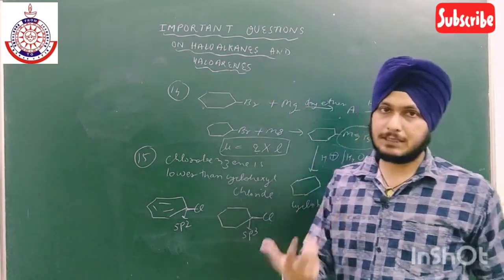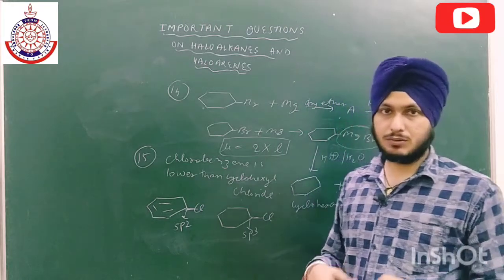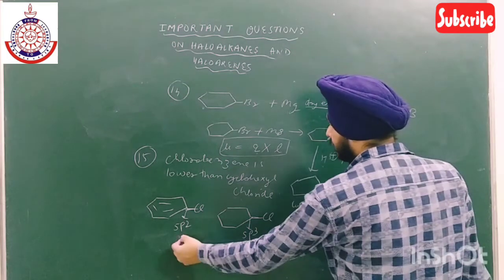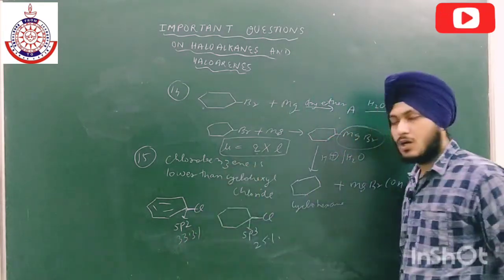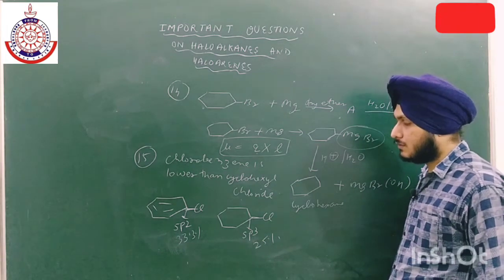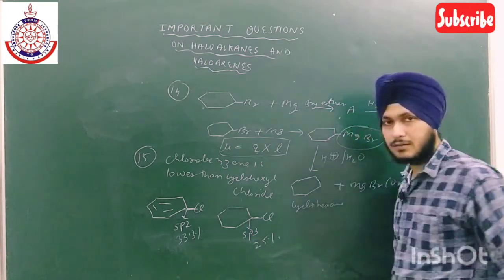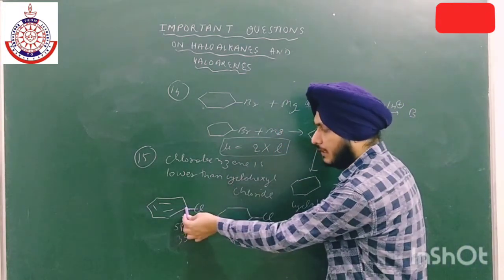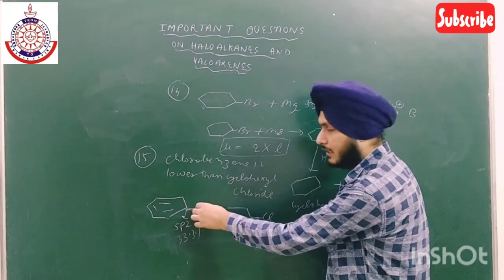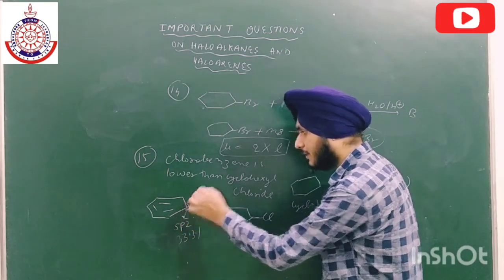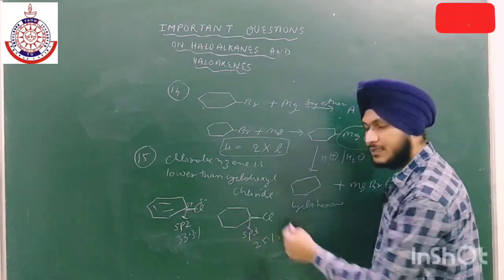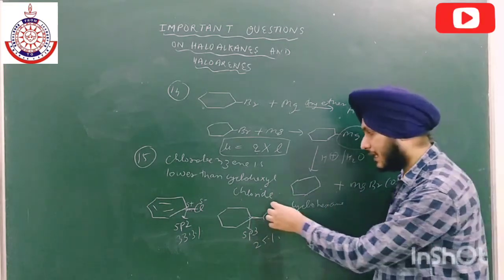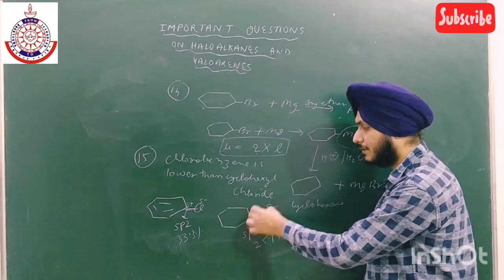And we all know that sp2 hybridized carbon is more electronegative due to more s character, because here the s character is 33.3%, and in this case, the s character is 25%. As the s character is more, the electronegativity will increase. Now, if the electronegativity of this carbon is more, it will not allow the electrons of this bond to shift towards chlorine, and here we will get a very small partial positive and partial negative charge. But in this case, this carbon is not so electronegative, and chlorine can easily take away the electron density and get a very high negative charge. Here we have high positive charge.